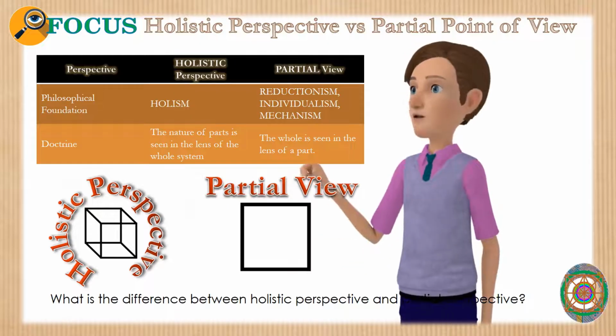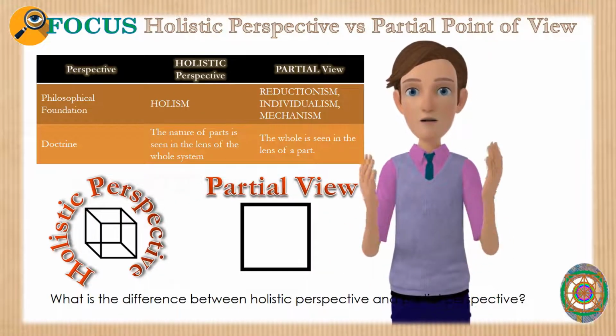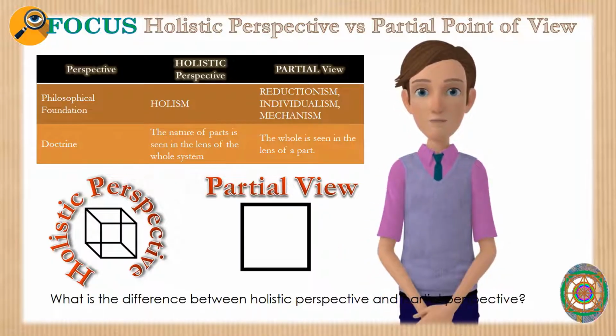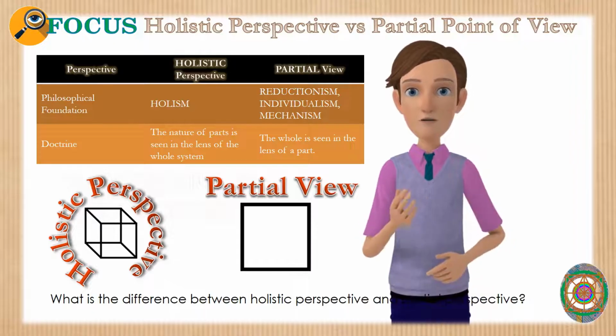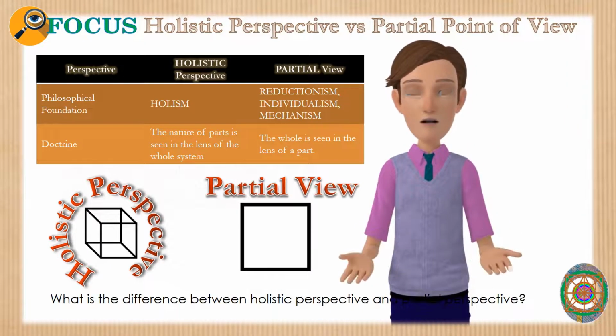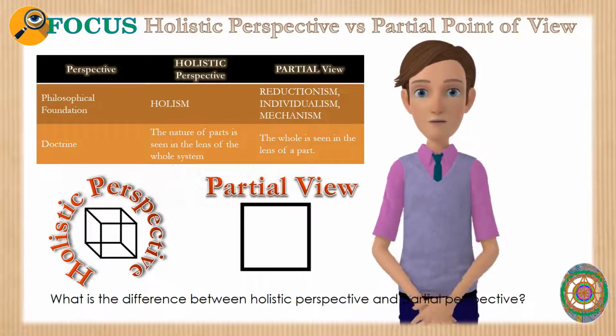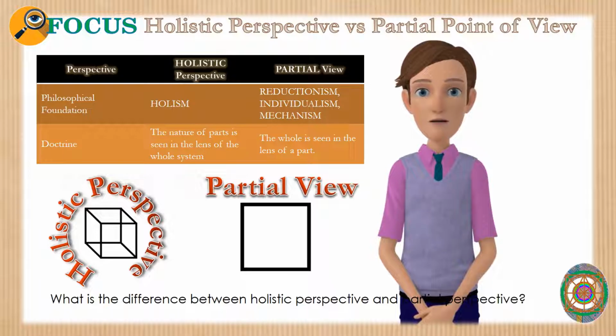Since holism looks into the parts in the lens of the whole, any doctrine that looks at the whole in the lens of the parts is rejected. Such doctrines include reductionism: the whole can be explained by a single constituent part; vitalism: the whole can be understood in terms of a single living element; and mechanism: the whole can be conceived in terms of a single physical element.